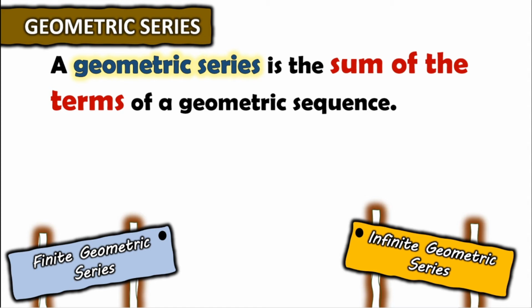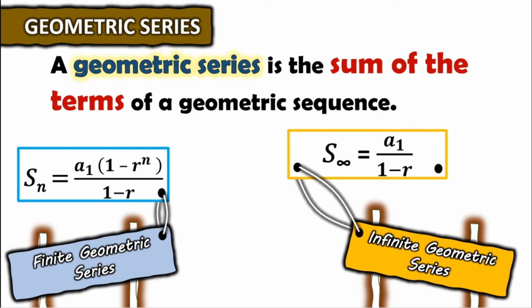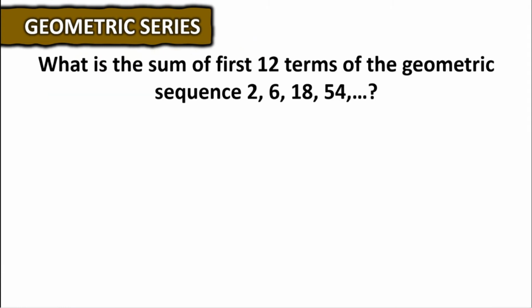Sa finite geometric series, we can use the formula S sub n is equal to a sub 1 multiplied to the quantity of 1 minus r raised to n over 1 minus r. On the other hand, the formula that we need to use for infinite geometric series is S sub infinity is equal to a sub 1 over 1 minus r. However, we need to take note that in using the infinite geometric series formula, the value of the common ratio r should only be between -1 and 1, or the absolute value of the common ratio r should be less than 1.